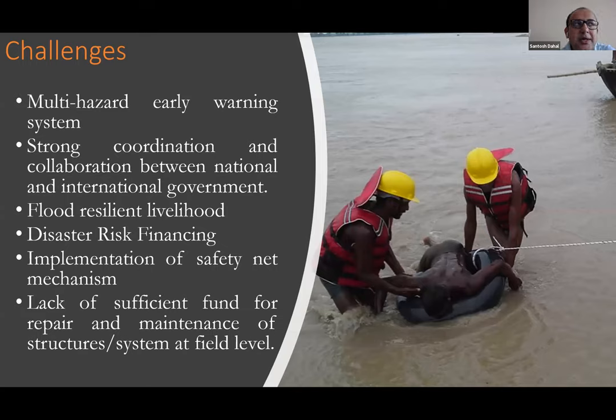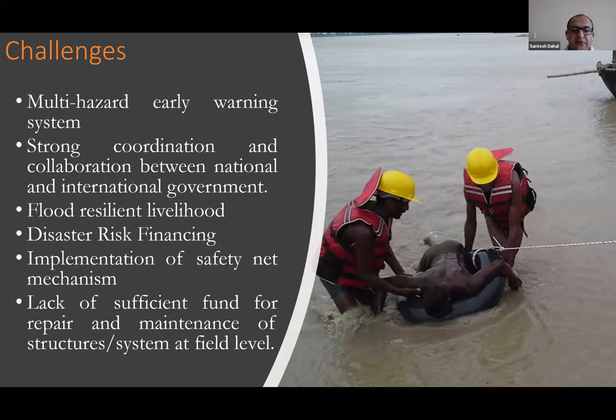Not only the technologies, but we also need to link flood hazards with resilient livelihood options, for example promoting flood resilient crops or drought resilient crops. Another important thing is disaster risk financing, which needs to be ensured. This is very much emerging throughout the world. Another is that implementation of safety net mechanisms is also lacking, especially with insurance. Life insurance is going, but non-life insurance also.